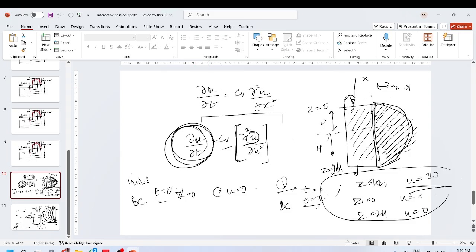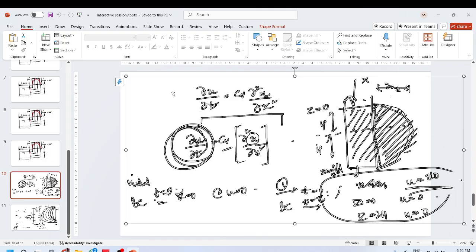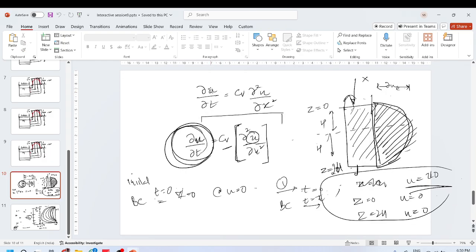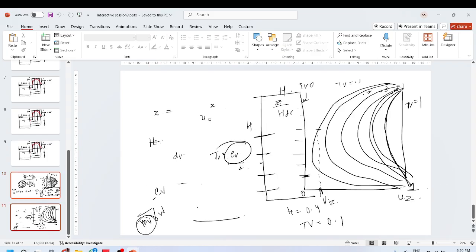So in your equation, you can see that your hydraulic head is dependent both on time and space. So ∂u/∂t is equal to Cv ∂²u/∂x².